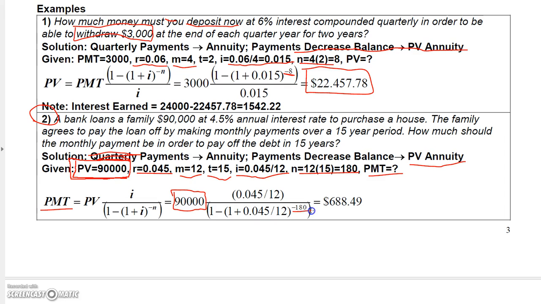N is 180, but the formula says it has to be negative, so we have negative 180. Notice I put parentheses around the entire denominator so that it would calculate correctly, and I get a monthly payment of $688.49. So now, aren't you happy? Now you can take the information you have, whether it's a car or a house, and determine your monthly payment all by yourself using this formula.